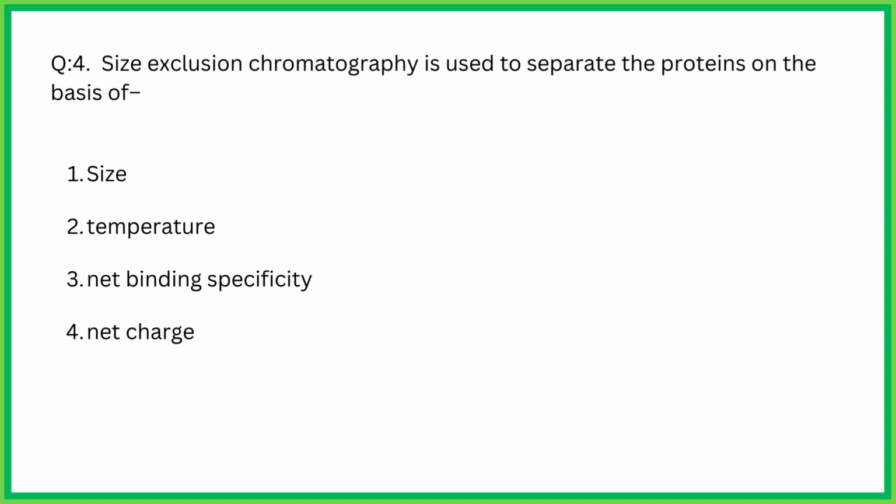Question number 4. Size exclusion chromatography is used to separate the proteins on the basis of: option 1, size; option 2, temperature; option 3, net binding specificity; option 4, net charge. So the question is directly telling you the answer. It's size exclusion chromatography, so the separation of proteins will usually occur according to their size. So the correct option for this question is option 1.